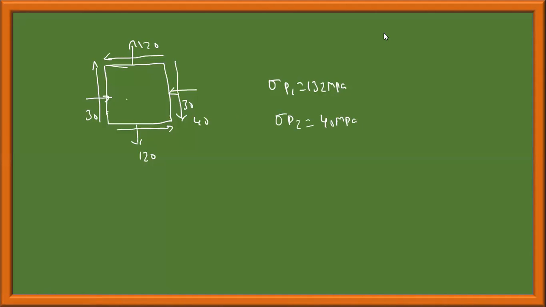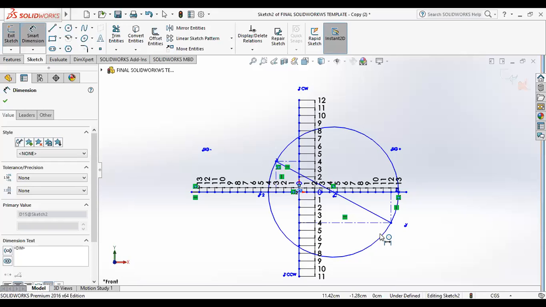Next, I need to mark the point X. My state of stress is minus 30 MPa and 40 MPa, and 120 MPa and 40 MPa. My state of stress is this, point X and Y. This is the X face, and the state of stress is given by the points X and Y.